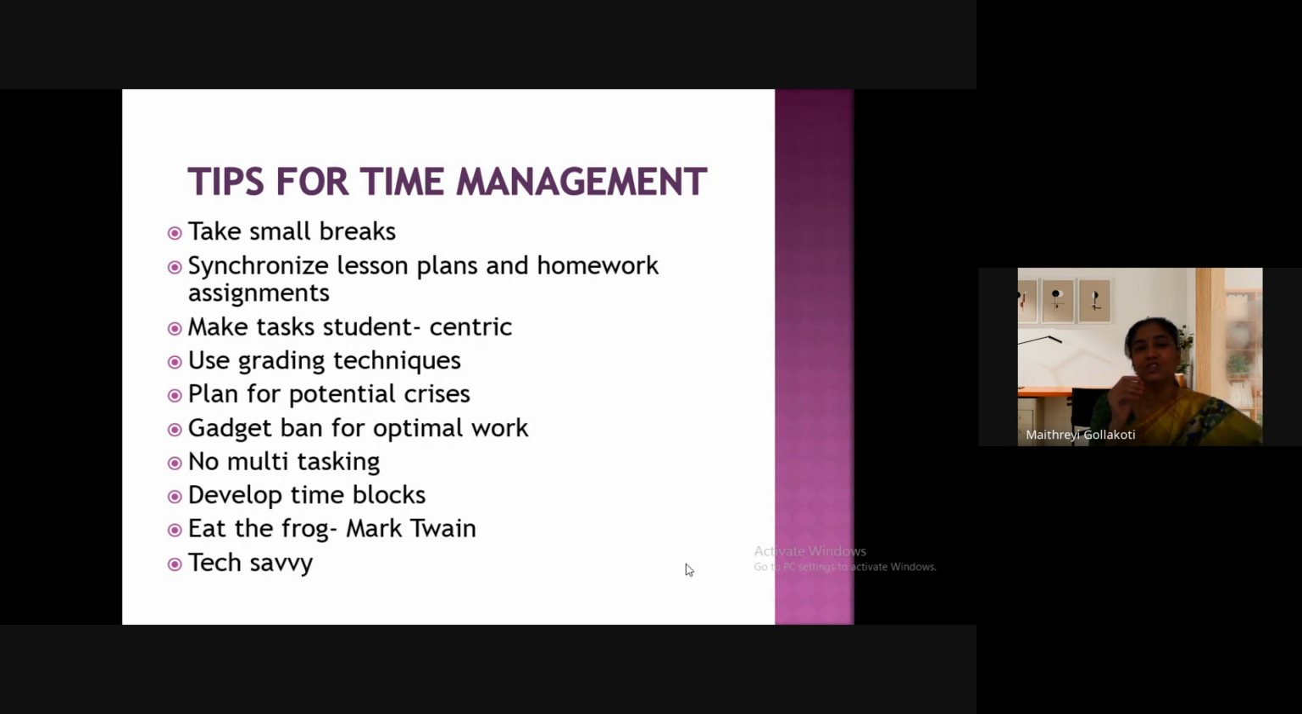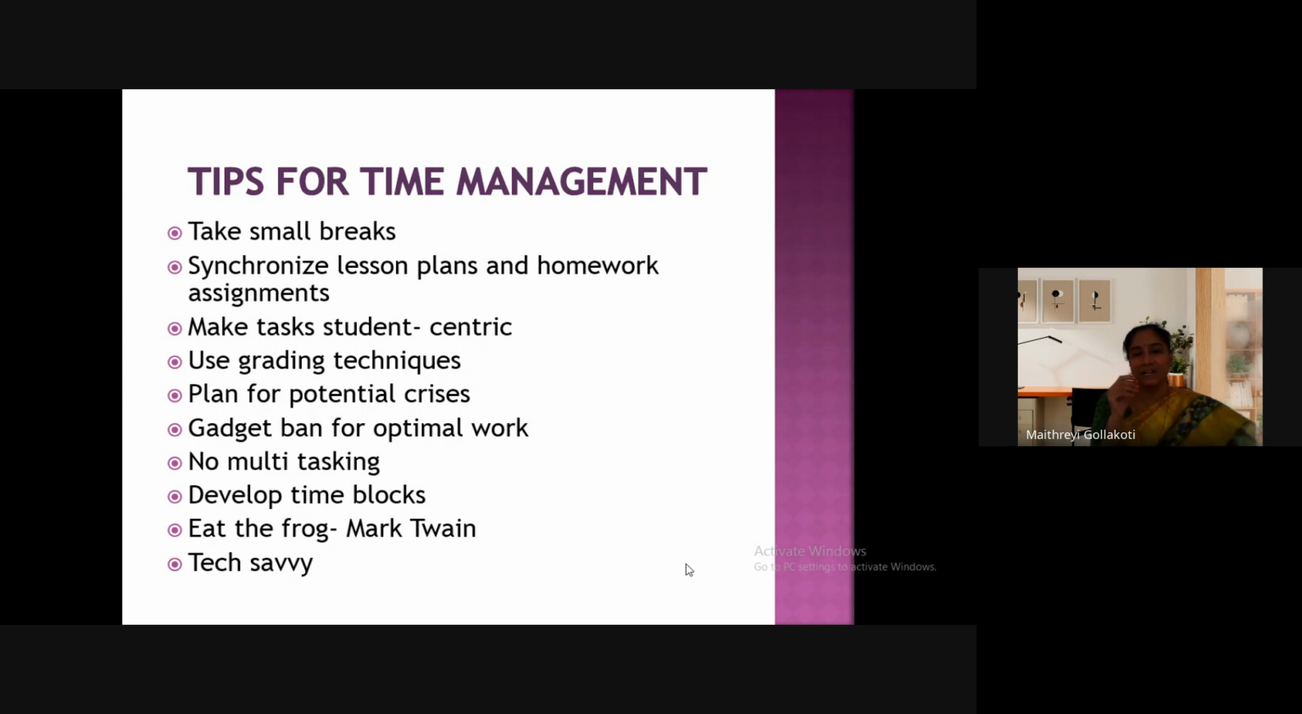And next, gadget ban for optimal work. We always tell our students, don't use mobile while studying. Don't listen to music while studying. We keep telling that, and we should follow that first. As teachers, we should follow that first. We should ban the media while we are working because that will make work simple, faster, and efficient. You will make less mistakes, isn't it? So that's why no gadgets, because during work they will divert you.